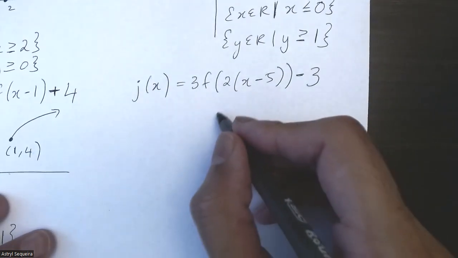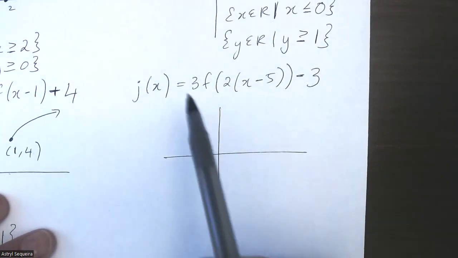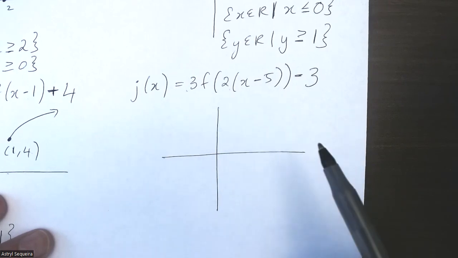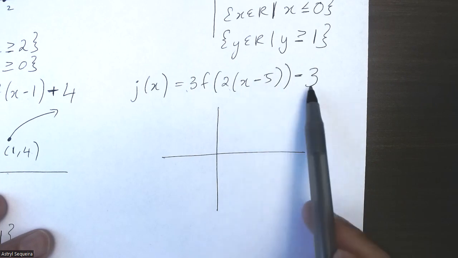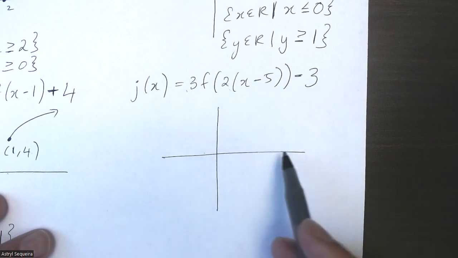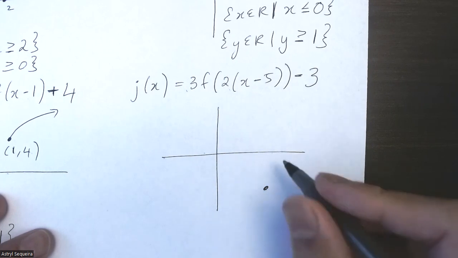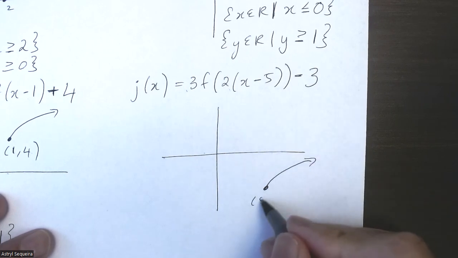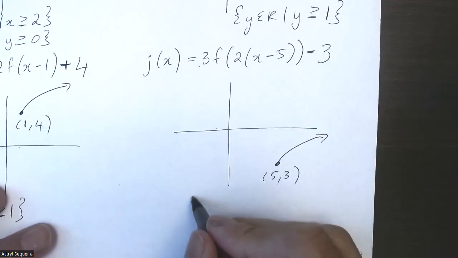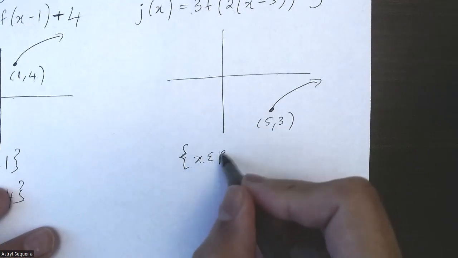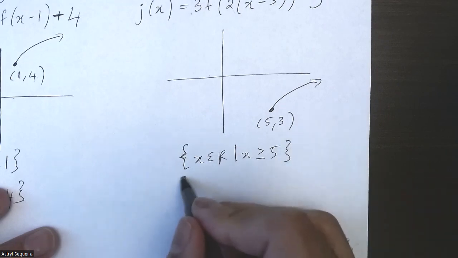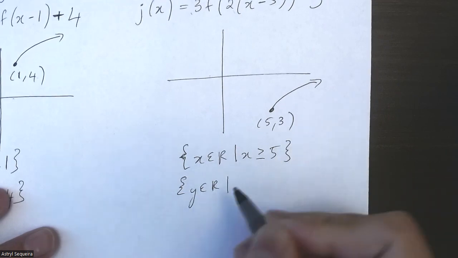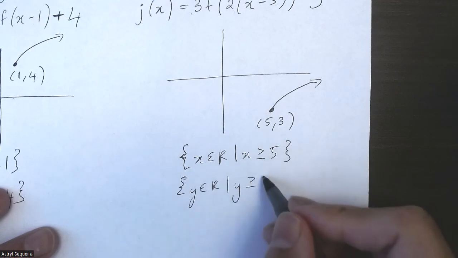And then this last one over here, again, we have no reflections. We have a vertical stretch and horizontal compression that doesn't really matter. It's not going to affect our domain and range. This is shifted 5 units to the right and 3 units down. 5 to the right, 3 units down. There's no reflections. My domain is all real numbers such that x is greater than or equal to 5. And my range is all real numbers such that y is greater than or equal to negative 3.